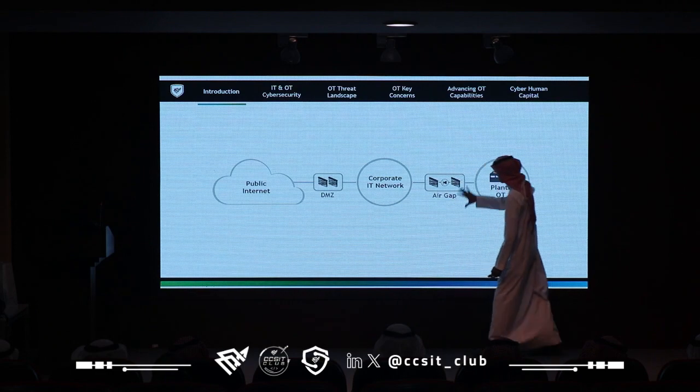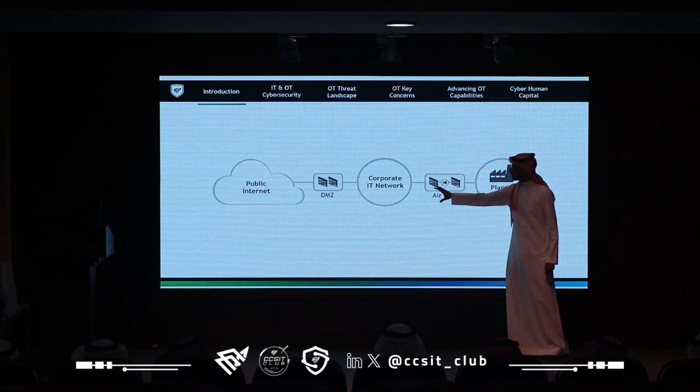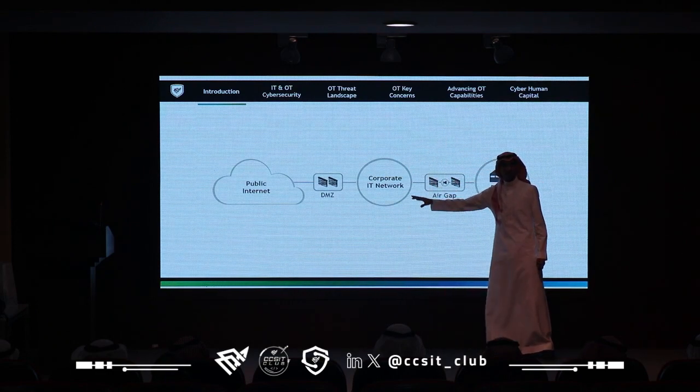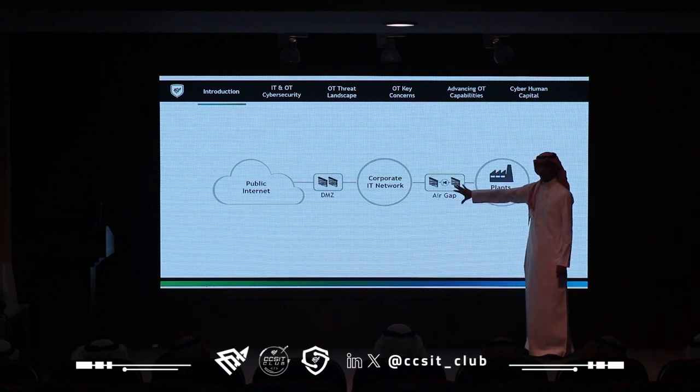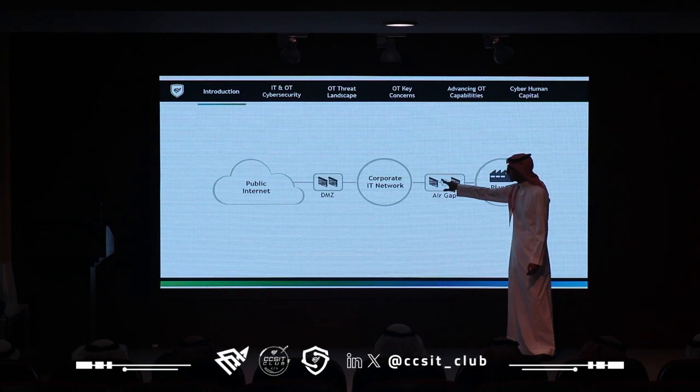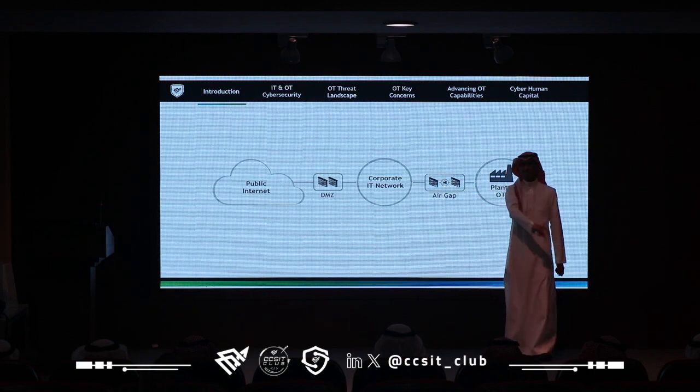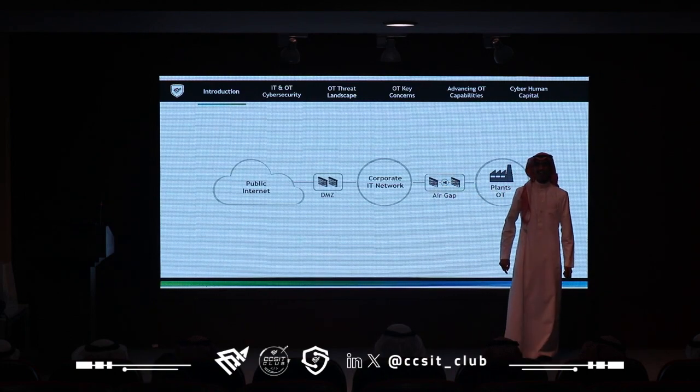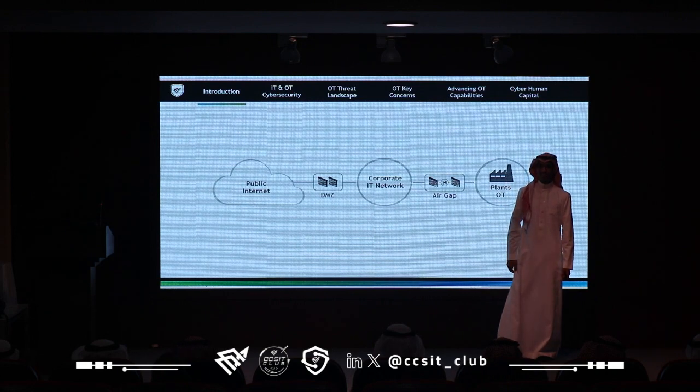We have it isolated from the IT corporate network and from the public internet through creating the air gap. And here is the first question. What does the sign represent, our students? Go ahead. From what I know, in the field there is no internet connection. Exactly. So there is the demilitarized zone.